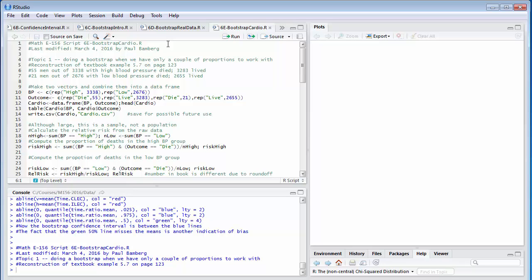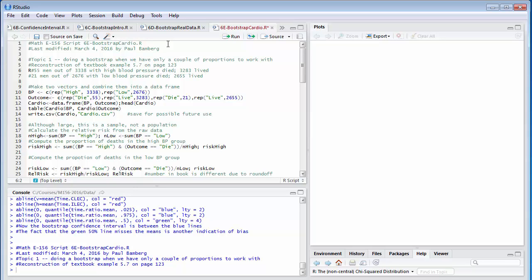It does look as though in the high blood pressure group a greater fraction died than in the low blood pressure group, but could that have just arisen by chance? So we're going to approach this using a bootstrap.